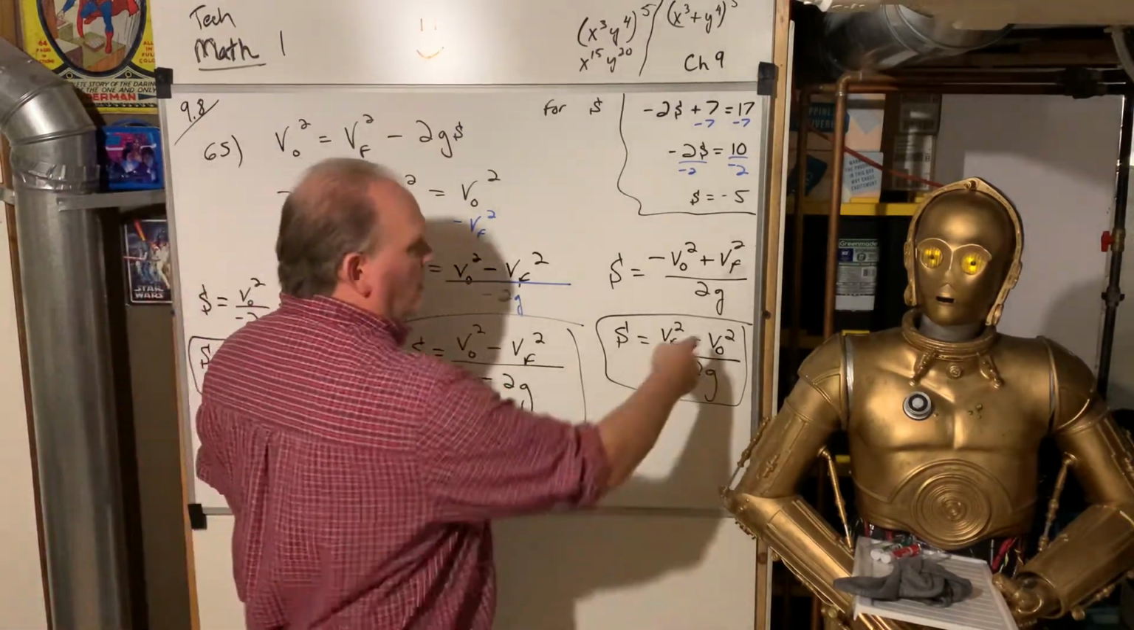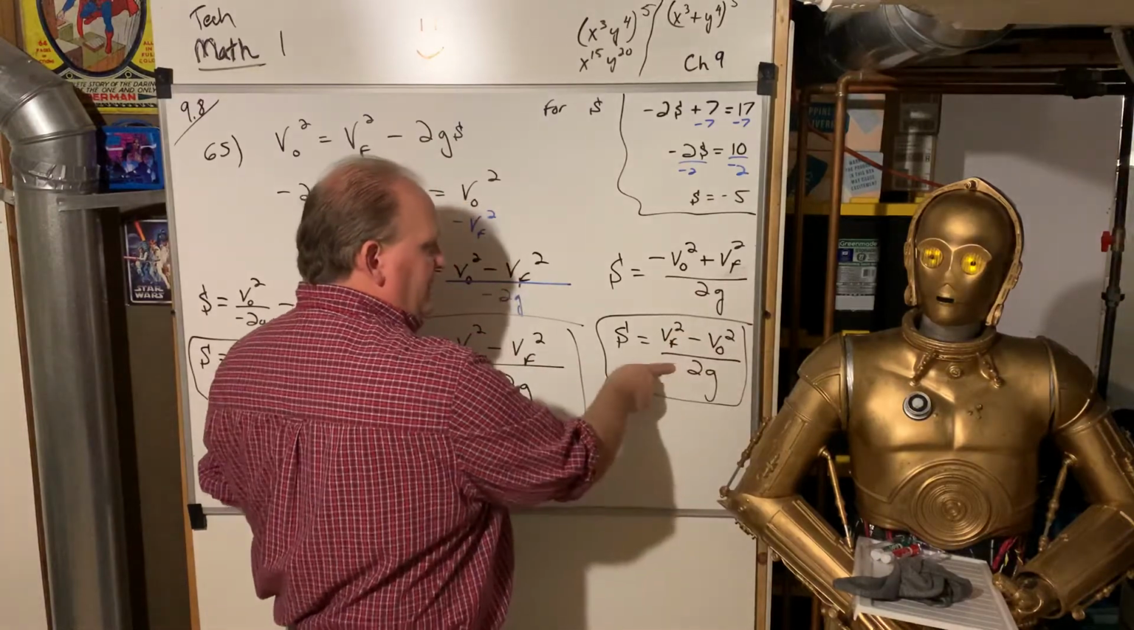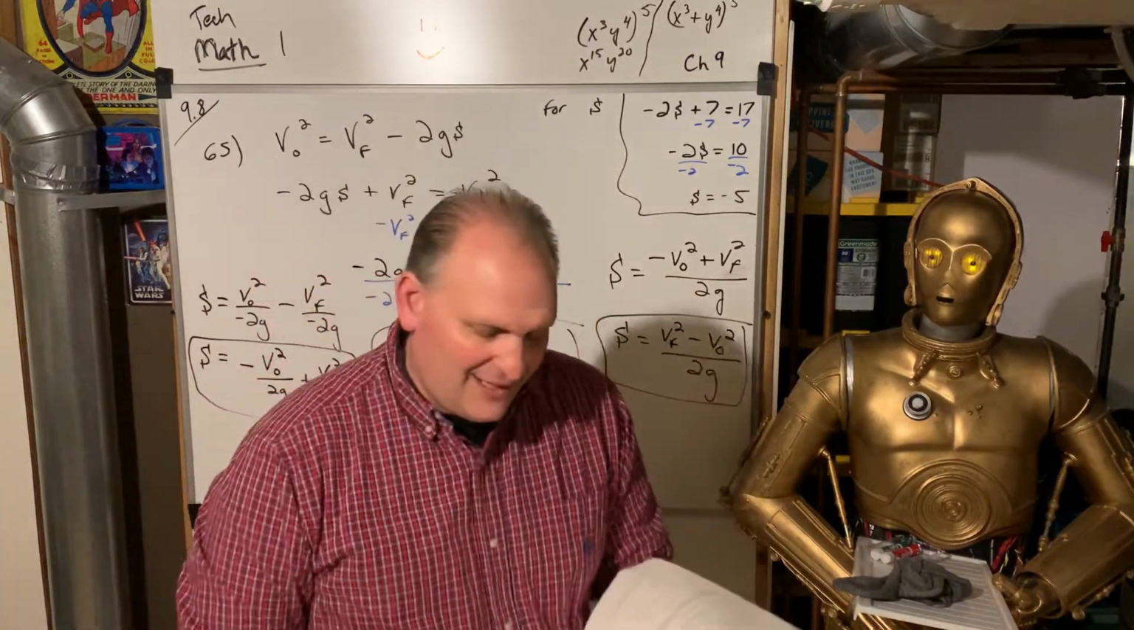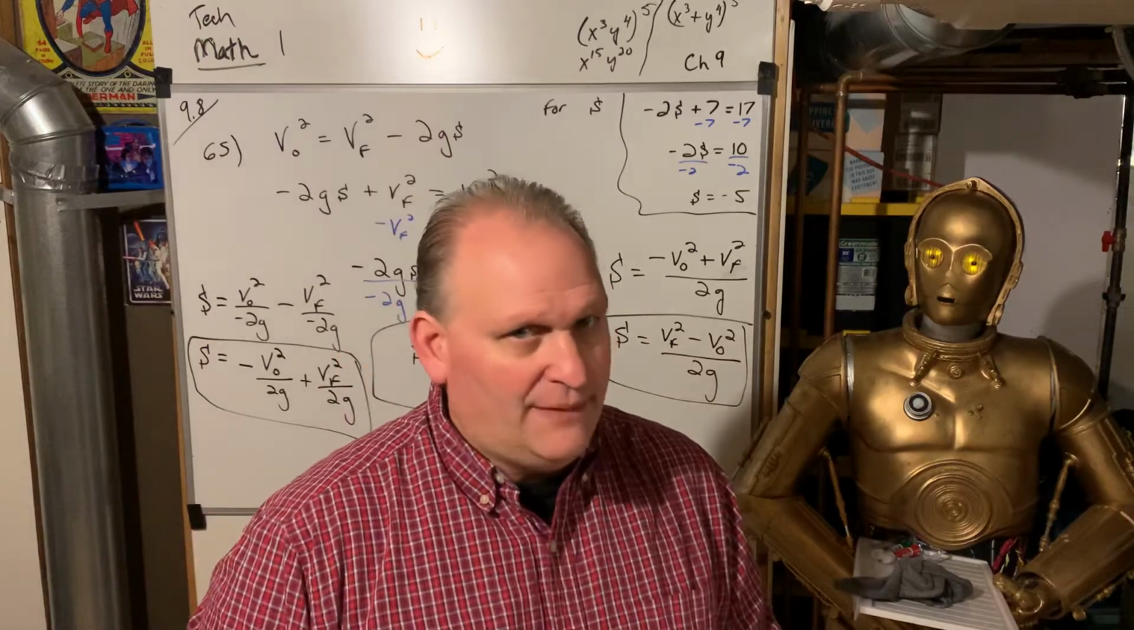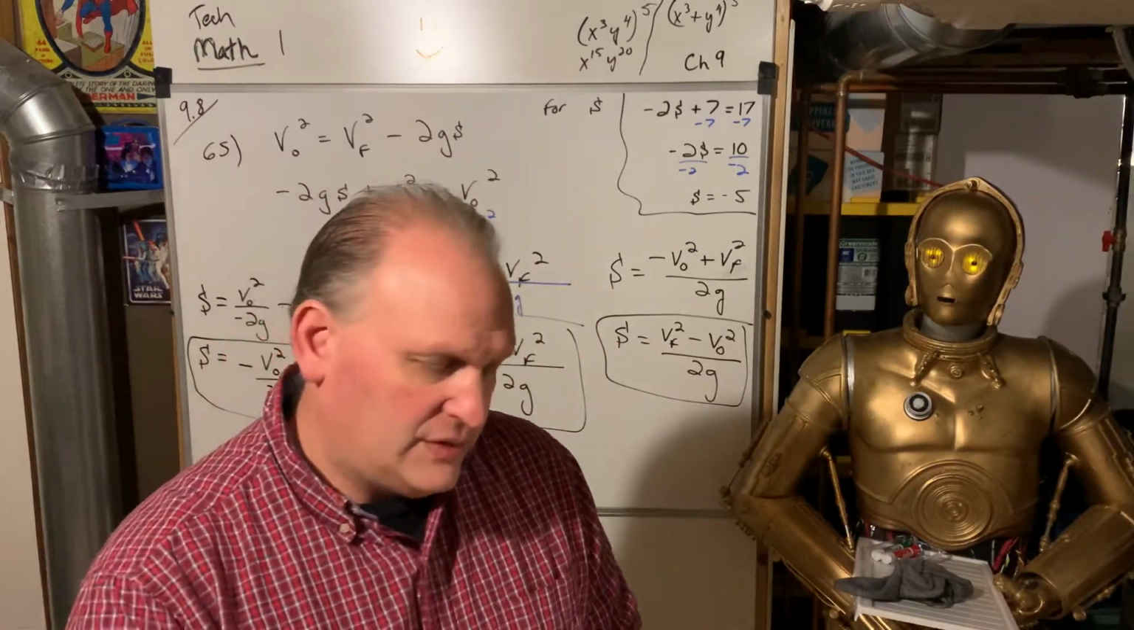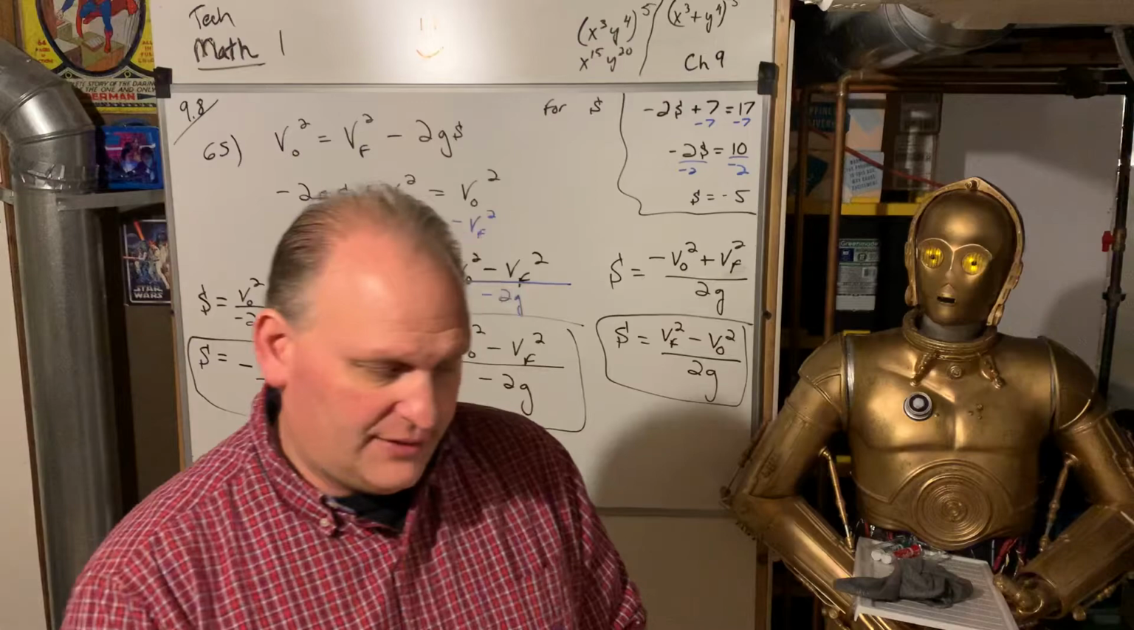This book always distributes the negative through, so you'll never have a negative in the bottom. But there's not a mathematical rule about that. That's just the preference of the authors of this book.